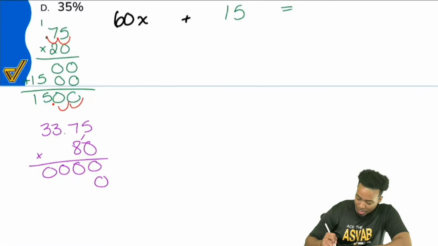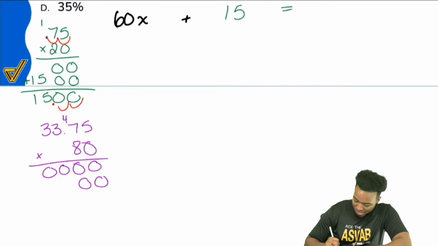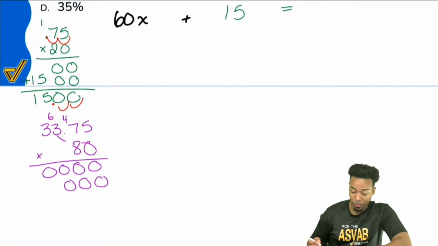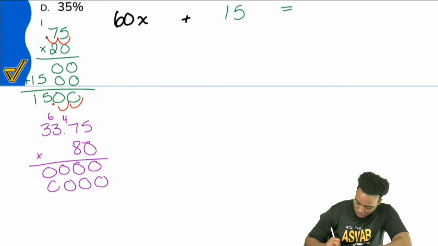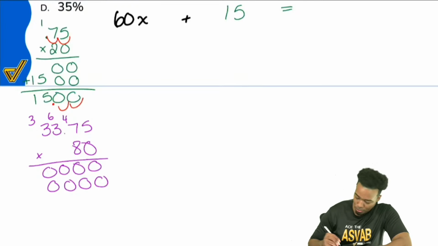So we have 5 times 8. That'll be 40. 7 times 8, that'll be 56, plus the 4, that'll be 60. 3 times 8, that'll be 24. Carry the 6. That's 30. 3 times 8, 24, carry the 3, 27.